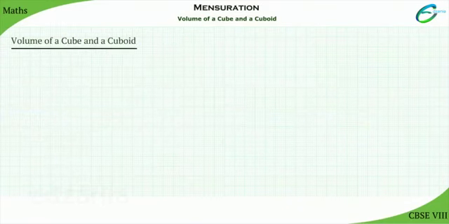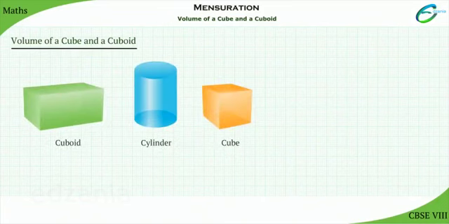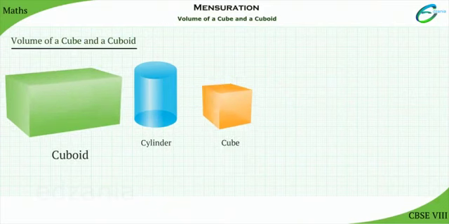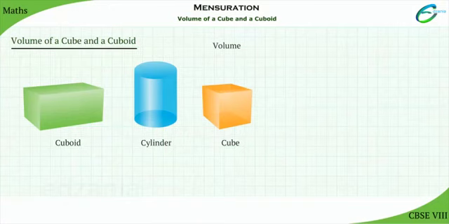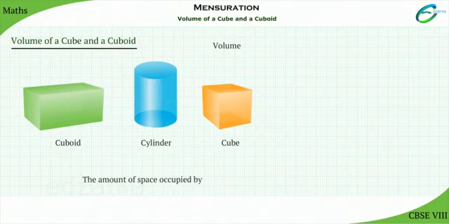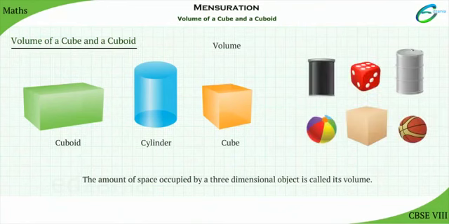We've learnt about finding surface areas of different solid shapes such as cubes, cuboids, and cylinders. Now let us discuss the volume of solid shapes. The amount of space occupied by a three-dimensional object is called its volume. We can see many solid shapes around us. How do we find their volumes?